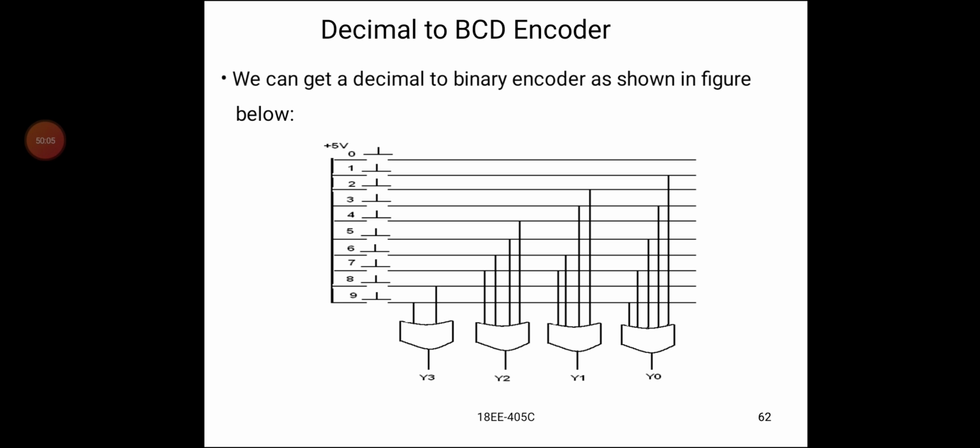So BCD is a binary coded decimal. It is 4 bits. The outputs are Y0, Y1, Y2, Y3. Here plus 5 volts is connected through the push buttons, and the buses are connected according to the equations.